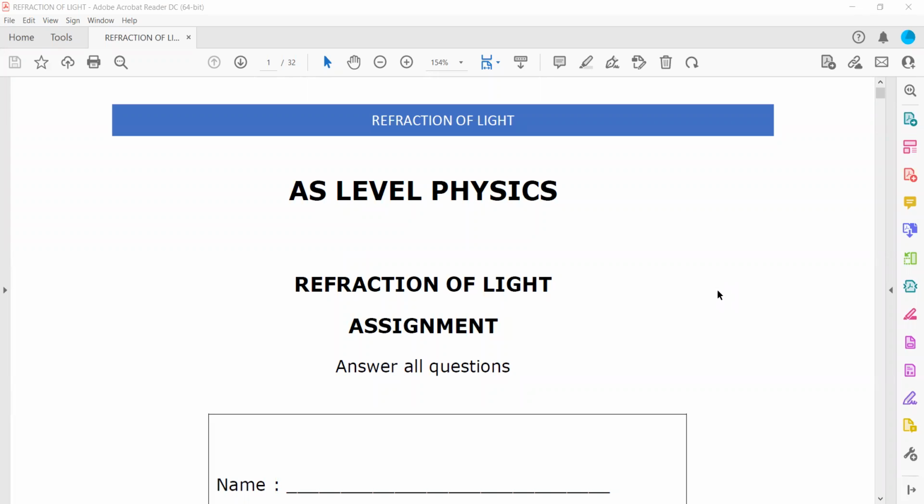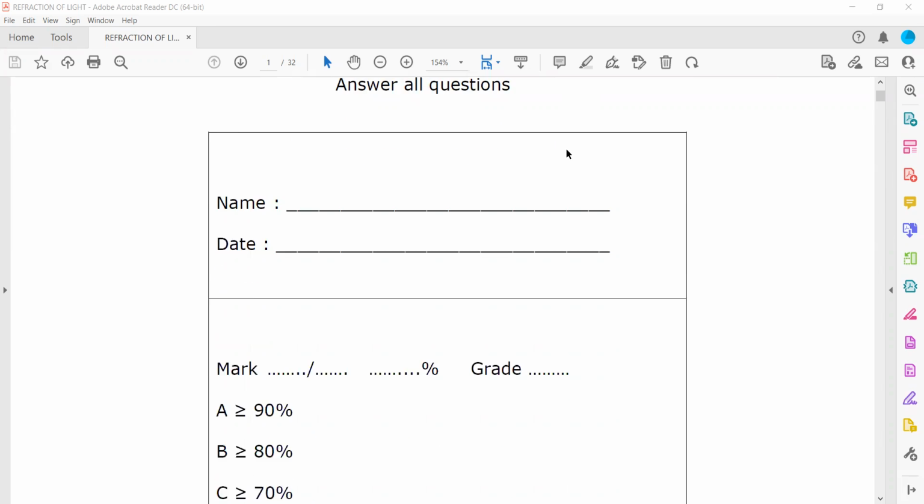This topic, refraction of light, the question related to the topic. We did this topic last week.